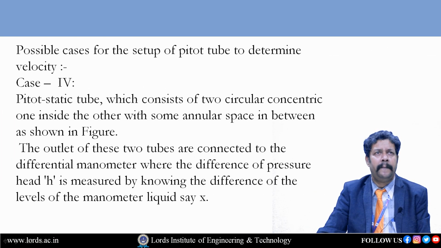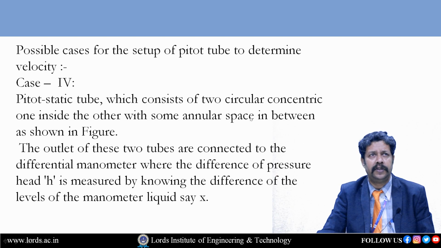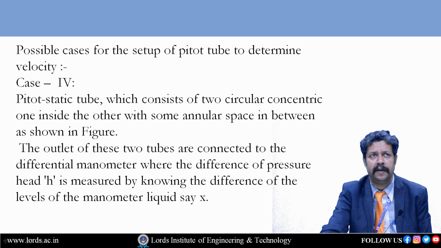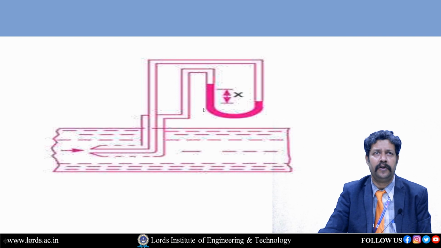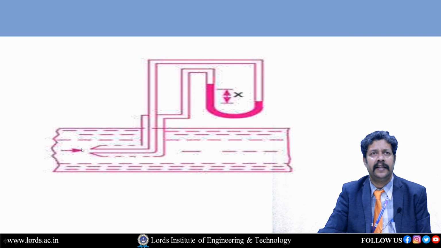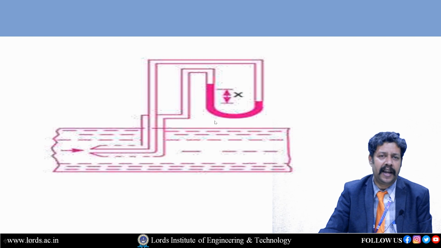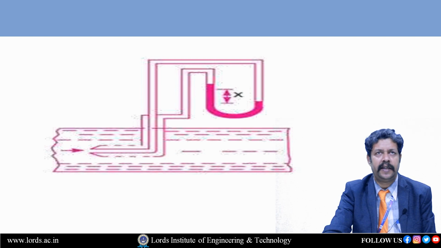Similarly, the pitot static tube consists of two concentric circular pipes, one inside the other with some annular space between, as shown in the figure. That diagram I will show you. Here two circular pipes are there. This pipe is inside the other pipe, and here also a differential manometer is there. So here the difference between mercury levels is equal to X. By calculating the X value, you can easily calculate the H value, and finally we can calculate the value of actual velocity. This is about the pitot tube, which is used to measure velocity directly in the fluid mechanics laboratory.